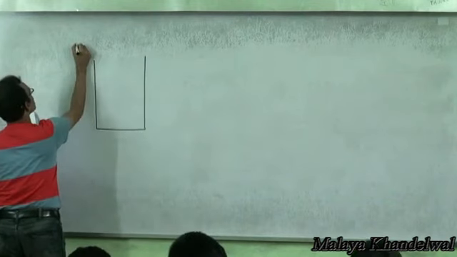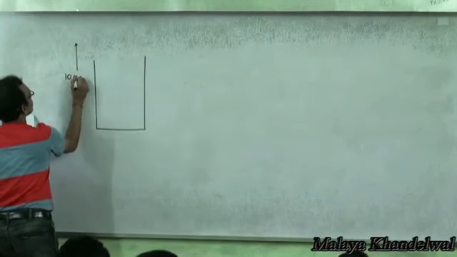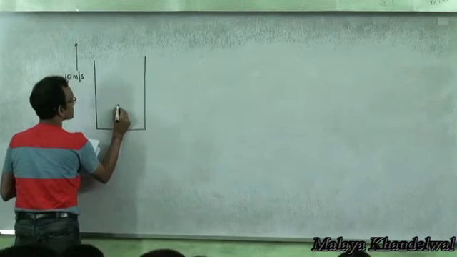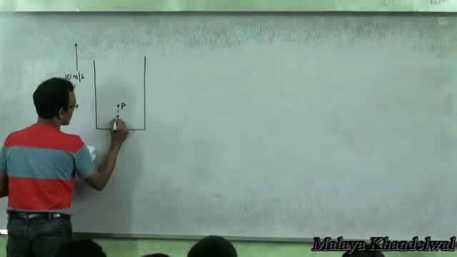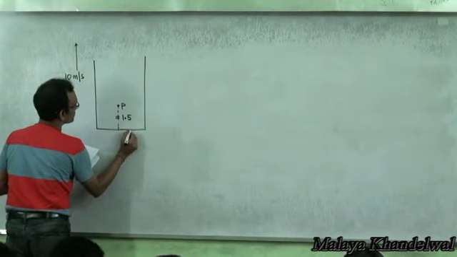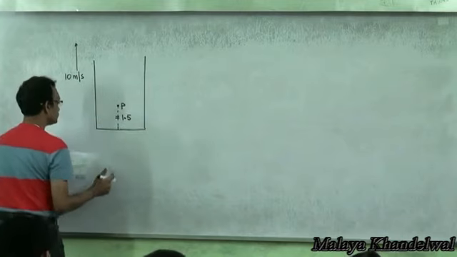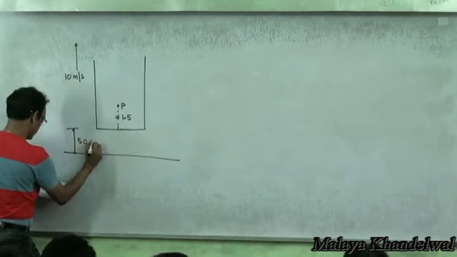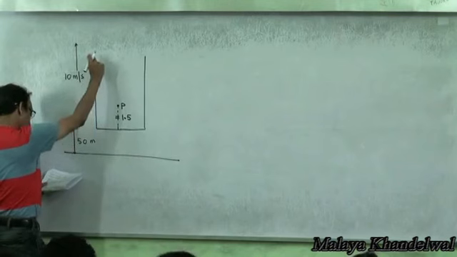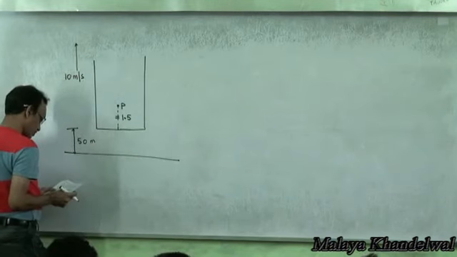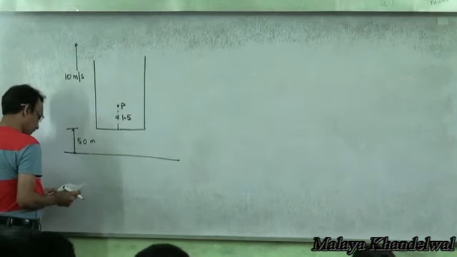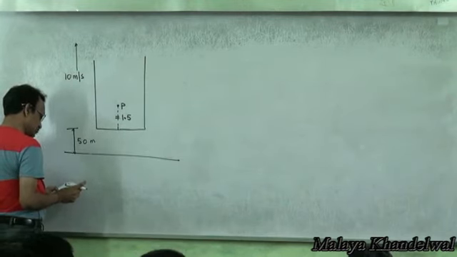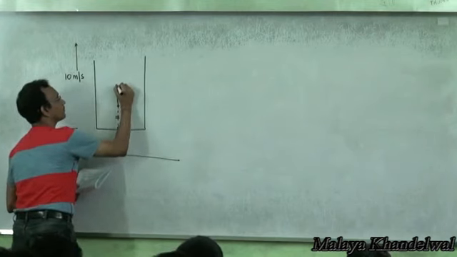There is an elevator which at a certain instant of time has an upward velocity of 10 meters per second. There is a point P inside the elevator, at a distance 1.5 meters from the floor. The floor of the elevator is 50 meters from the ground, at the instant when the velocity is 10 meters per second in the upward direction. There is no roof in the elevator.